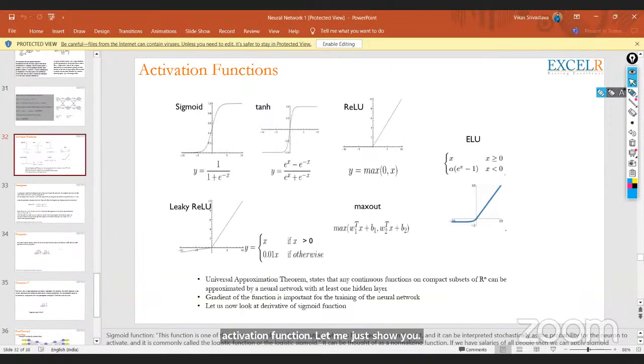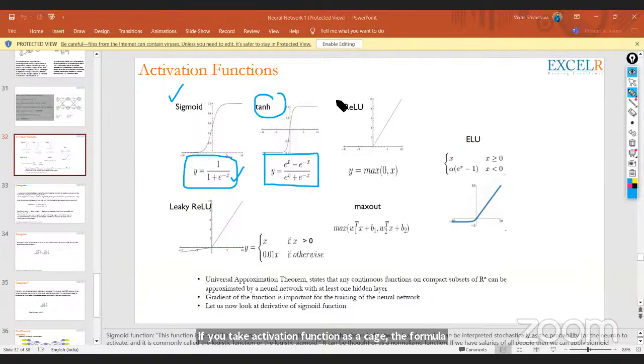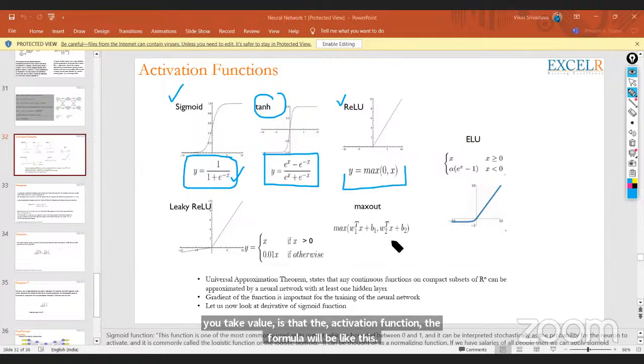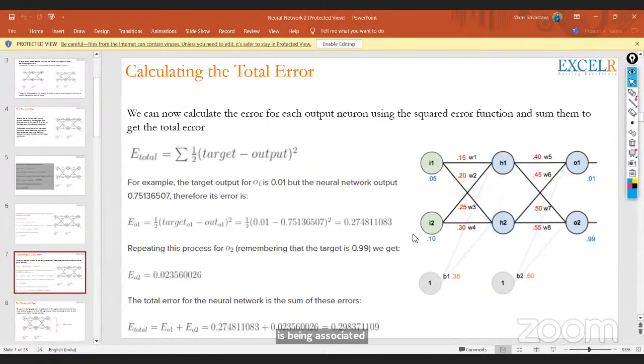You can see here, guys, I have taken an example with the sigmoid activation function, which has this formula: y equals 1 upon 1 plus e to the power minus x. If you take tanh as the activation function, the formula will be this. If you take ReLU as the activation function, the formula will be like this. For maxout, the formula is like this. So for each and every activation function, there is some logic or formula associated. Here I have taken sigmoid as the activation function.